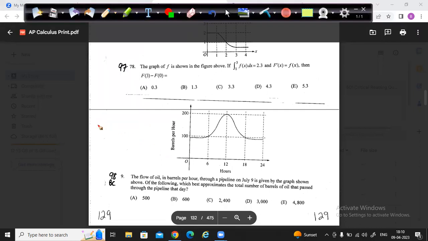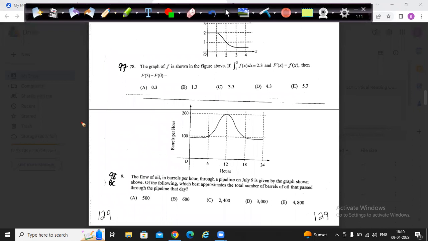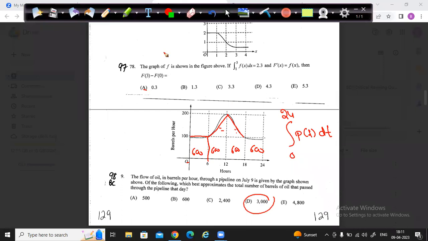This is how I'll do. Integral of 0 to 24 P of T dt should be the answer. Integral of 0 to 24 P of T dt means area under this curve. So this approximate area is 6 into 100, 600. This is also 600. This is also 600. This is almost half. These two together form one more square, which is 600. So 2400 plus 600. So the answer should be D.